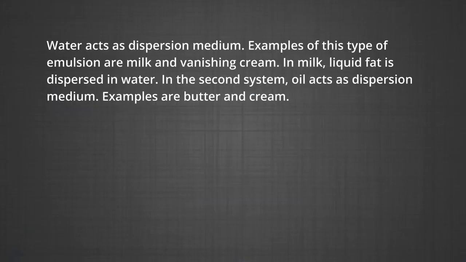These are depicted in the figure. In the first system, water acts as the dispersion medium. Examples of this type of emulsion are milk and vanishing cream. In milk, liquid fat is dispersed in water. In the second system, oil acts as the dispersion medium, and common examples of this type are butter and cream.